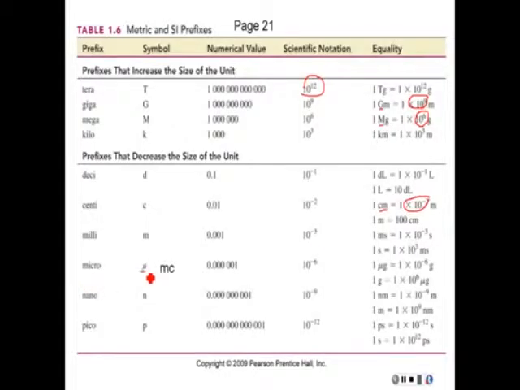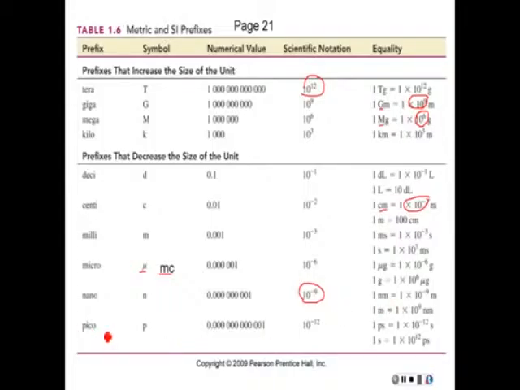Micro, this is really a Greek letter for micro. In this country, though, they use MC for micro. Micro means a millionth of something. Like here, 1 microgram is a millionth of a gram. And then nano means 1 billionth. Notice a 10 to the negative 9th versus 10 to the 9th up here. So 1 nanogram is a billionth of a gram.